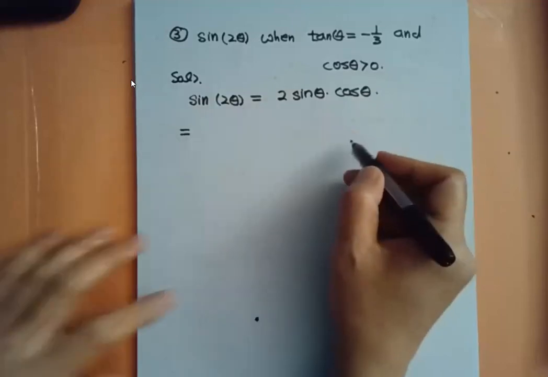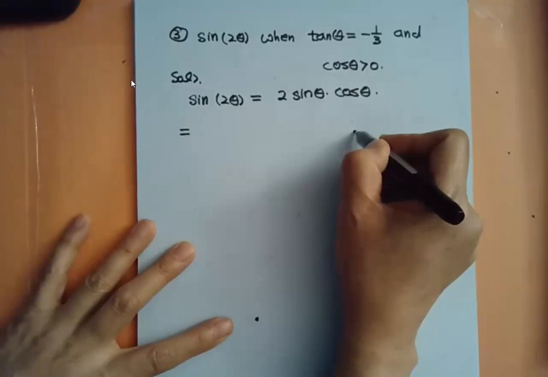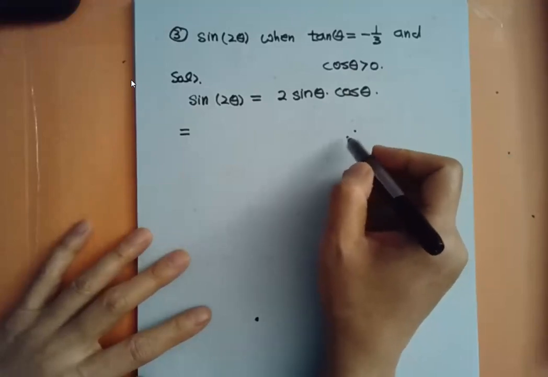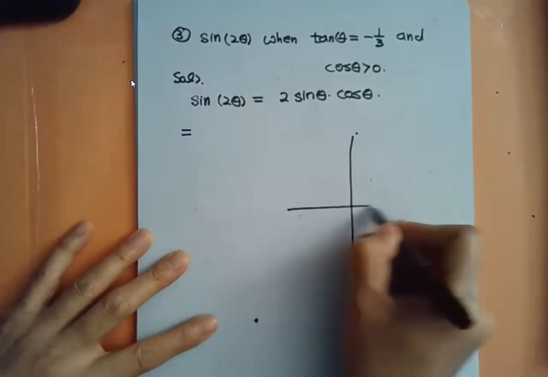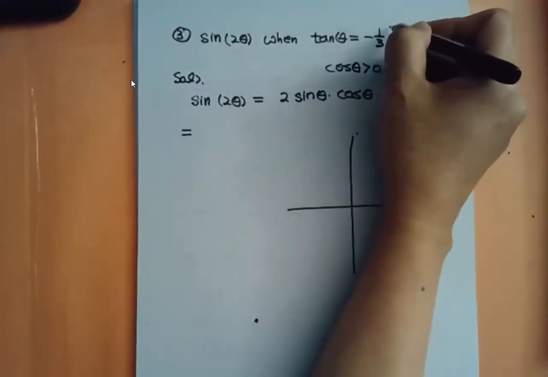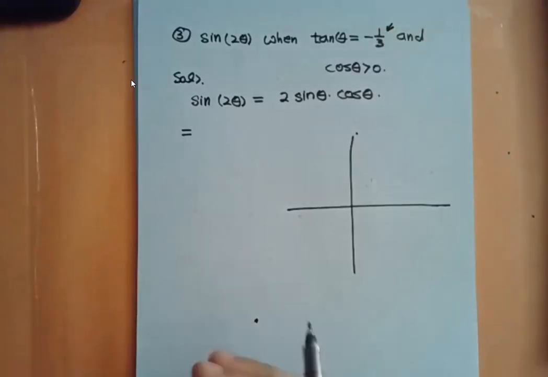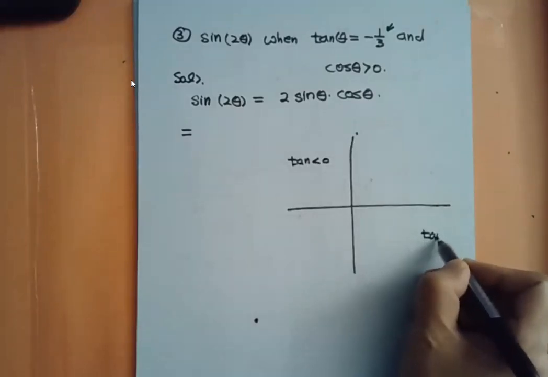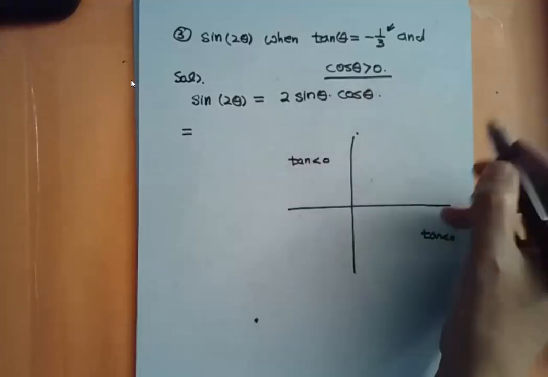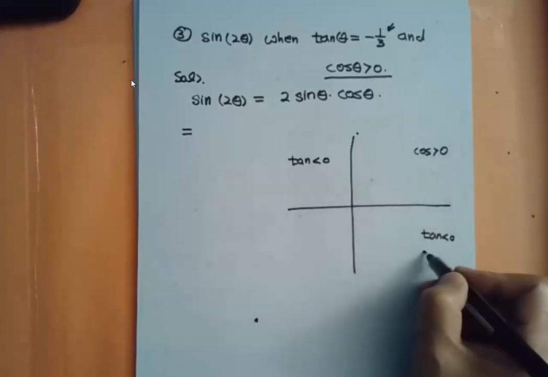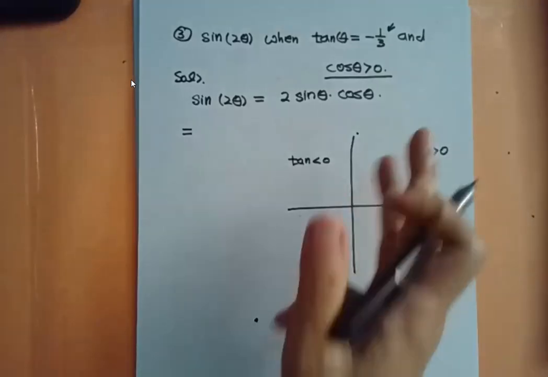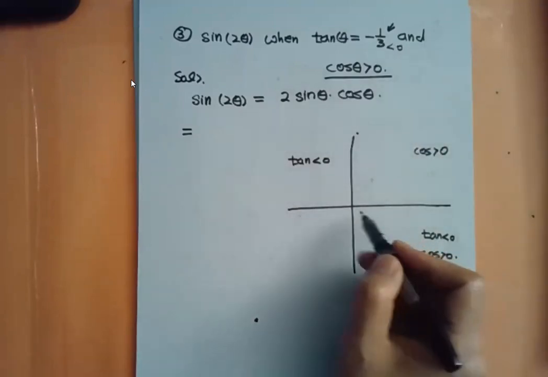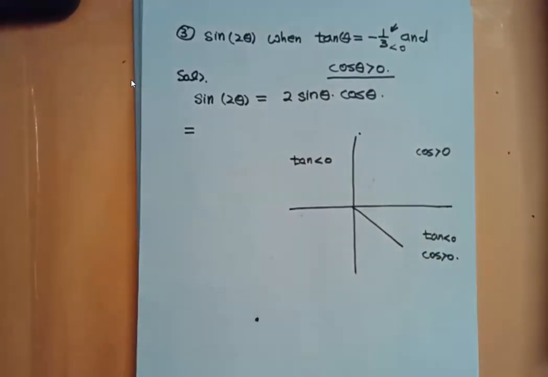Then what we will do is locate the angle and then calculate the cosine value. Tangent is negative when x and y values have different signs. So tangent is negative in the second and fourth quadrants. And cosine is positive when x values are positive. Cosine is positive in the first and fourth quadrants. So tangent value is negative and cosine value is positive, which means the angle must be located in the fourth quadrant.